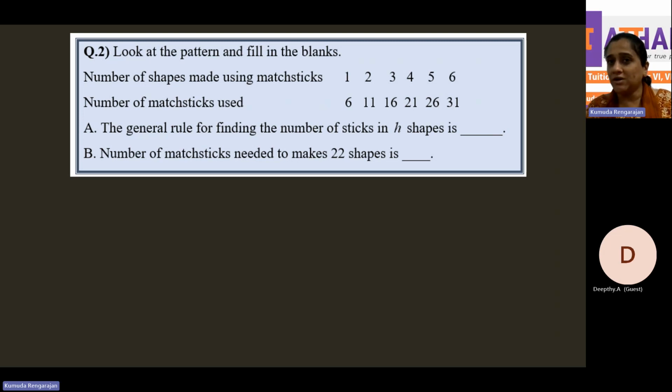When the numbers are not multiples, see here 6, 11, 16, 21, they're not multiples of any particular number, right? So for this, the rule will be like 5n minus 4 or 5n plus 1. It will be some 2n, 3n, 4n, 5n, whatever, plus or minus a particular number. That's how the rule will be.